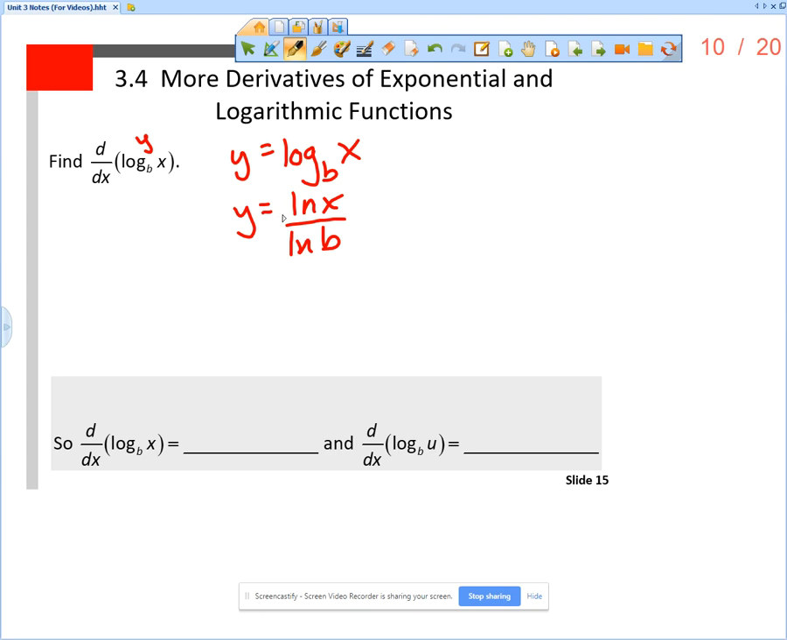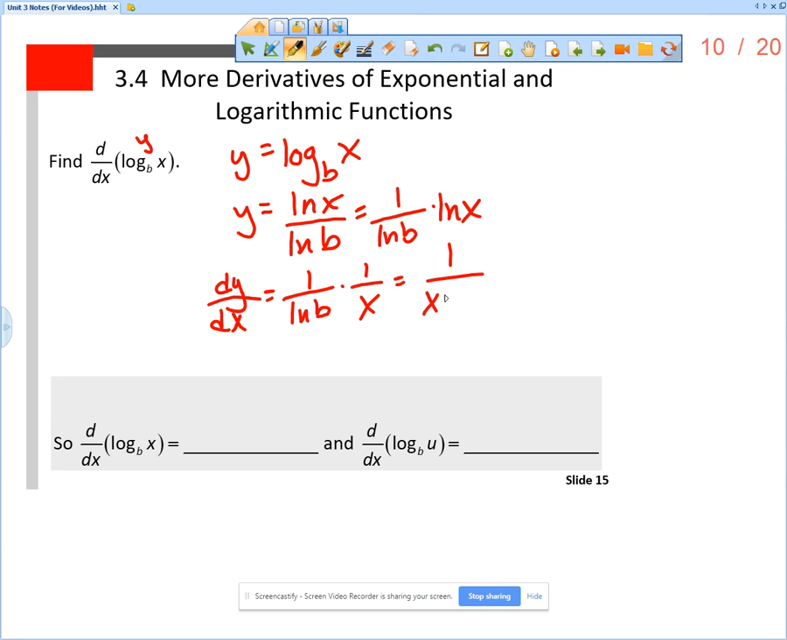And so I don't need to switch it around at all. I'm just going to take the derivative. So what is dy dx? Well, once again, remember, we can rewrite this as 1 over the natural log of b times the natural log of x, and therefore the derivative would be 1 over the natural log of b, remember that's a constant, times the derivative of the natural log of x, which is 1 over x. And so we are going to rewrite this as 1 over x natural log of b.